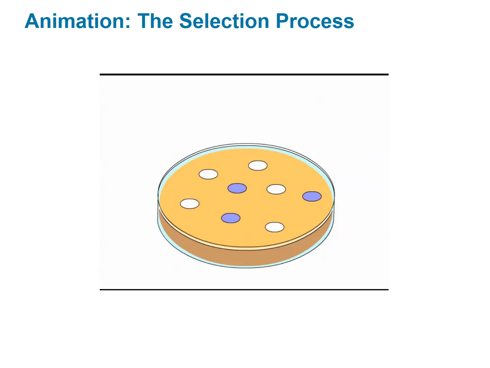Okay, so that summarizes the selection process. And there are different ways to select it. Here we show those that are colored and those that are colorless, but there's multiple ways to select for those bacteria or those colonies that contain bacteria that actually possess your plasmid.